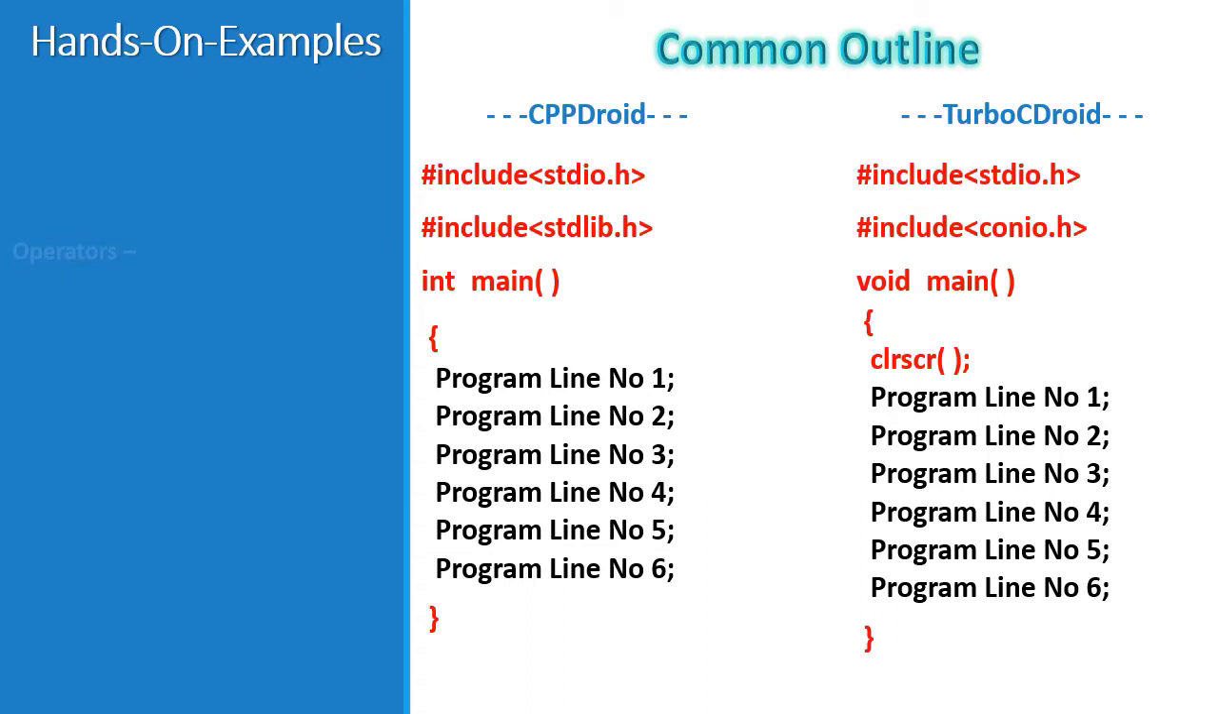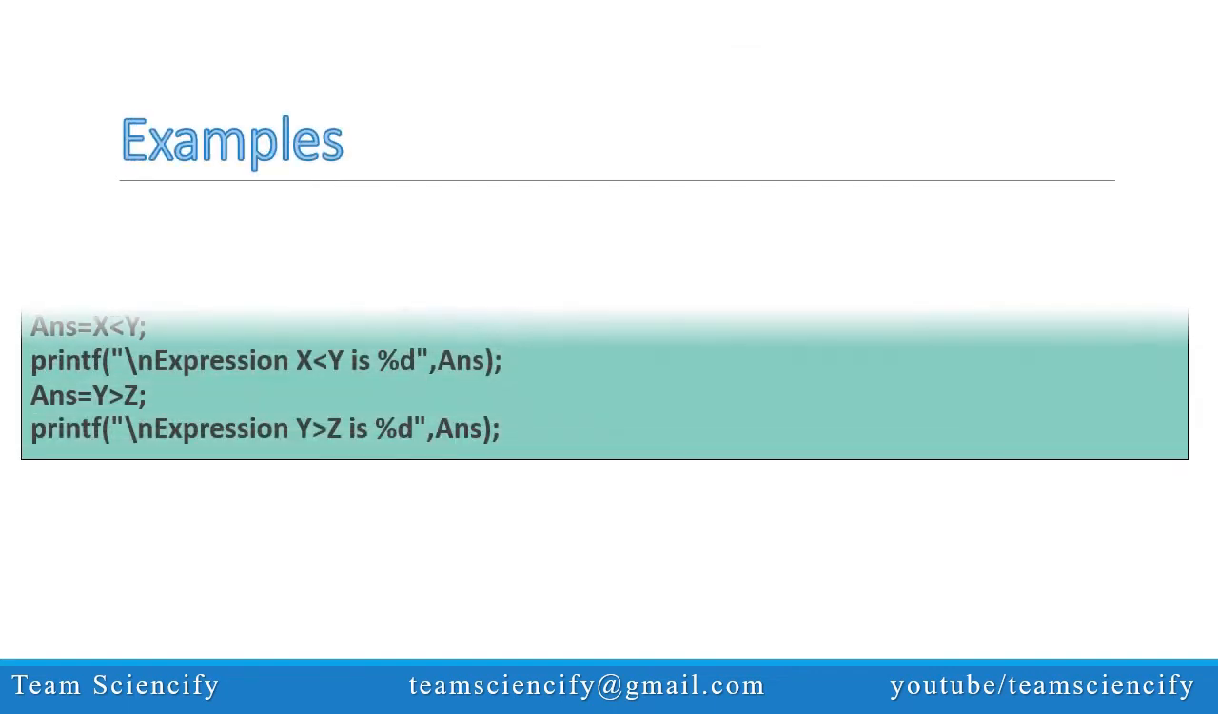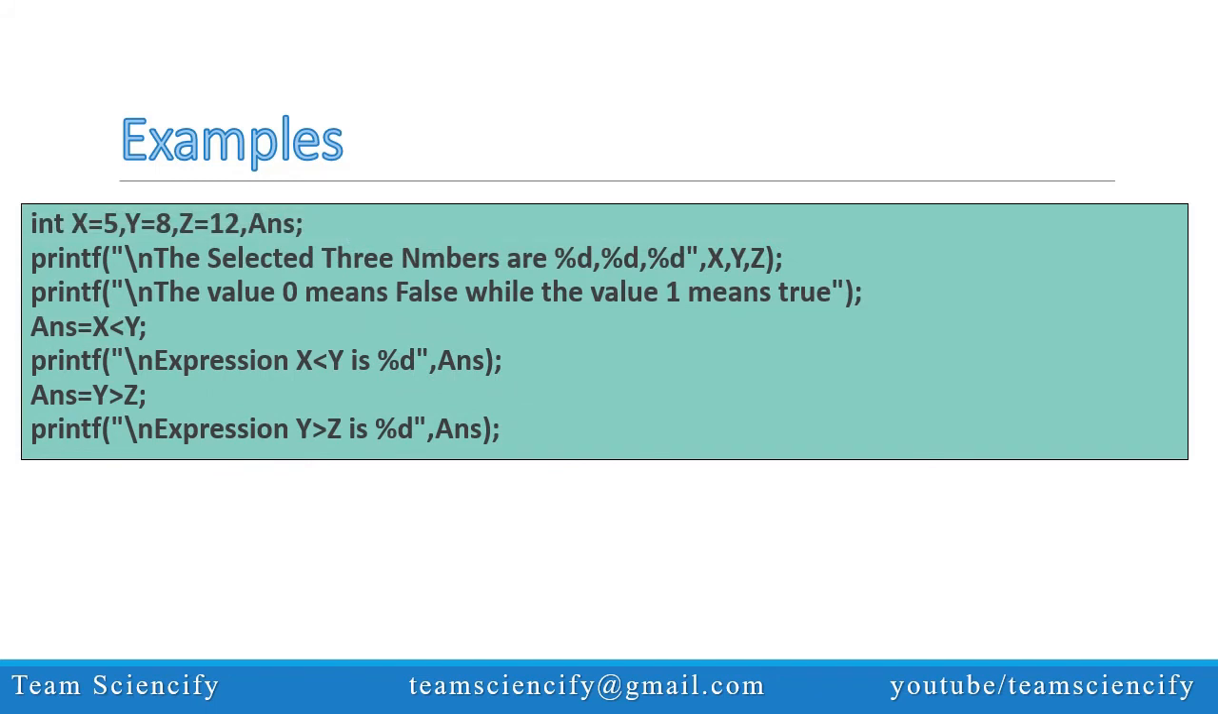We are going to discuss some examples of the above discussed 3 types of operators, that is relational operator, equality operator and logical operator. Here let's try to understand the use of the relational operators with the help of a few examples. Let's see the first example, where we have used the relational operator for revealing the condition as true or false. In this example we have 3 integer numbers and we are putting them under some checking condition.